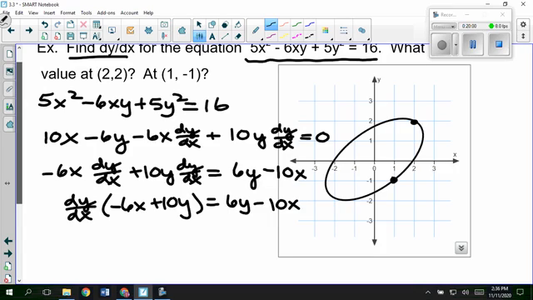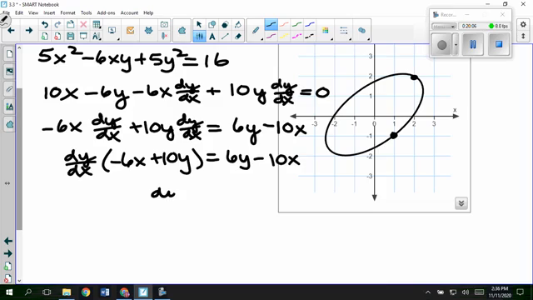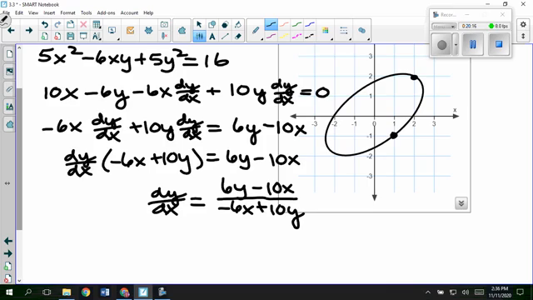My last step is I'm going to divide on both sides. So I end up with dy dx equals 6y minus 10x over negative 6x plus 10y. So this is our derivative.